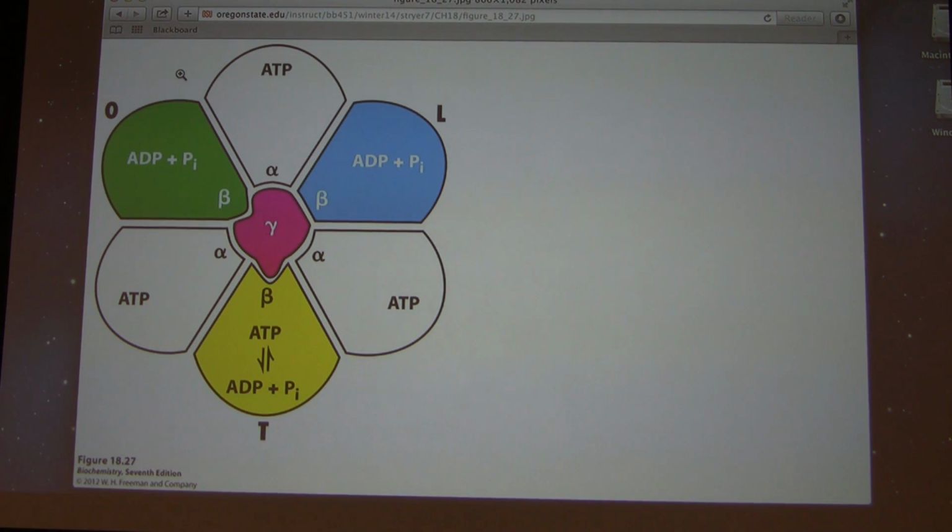What's the form of the loose? The function of the loose is to bind ADP and Pi, that is, inorganic phosphate. What's the function of the T? The function of the T is to squeeze together the ADP and the Pi to make ATP.